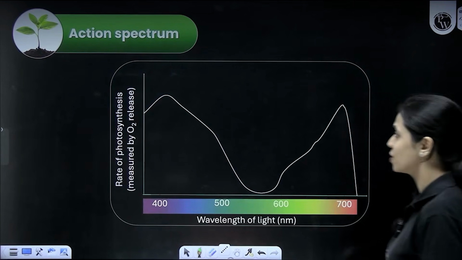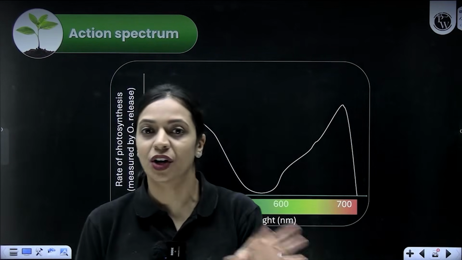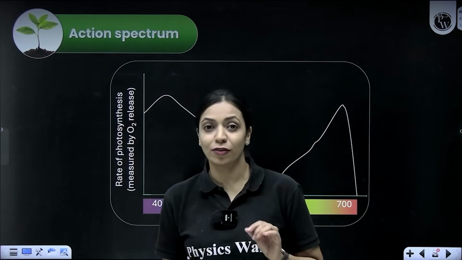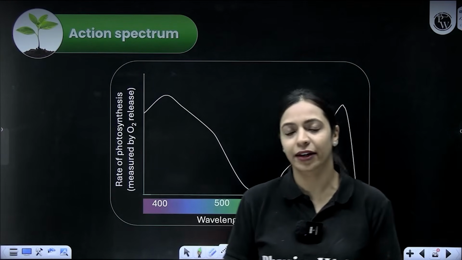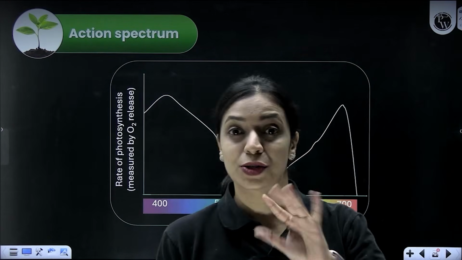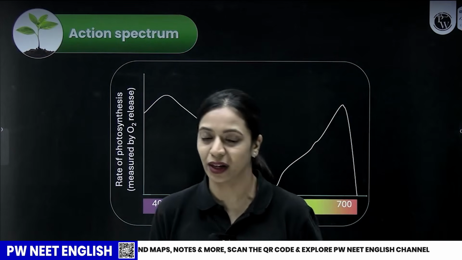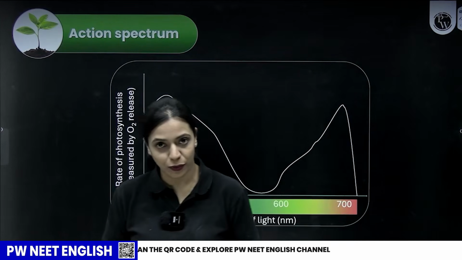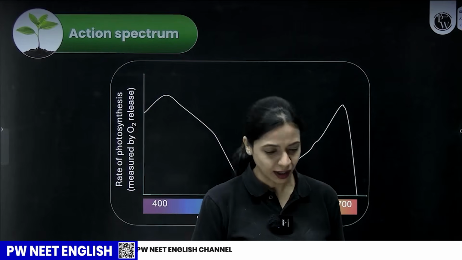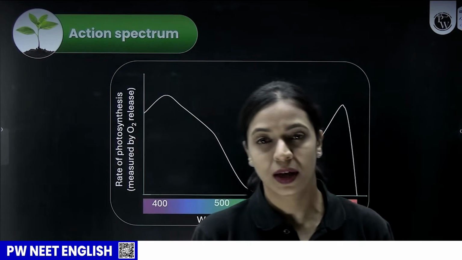So there's something else called the action spectrum. In action spectrum, you do not separate out pigments, okay? So you check for the rate of photosynthesis. How can you check the rate of photosynthesis? Based on how much product is being produced with respect to time, right? So what are the products of photosynthesis? Glucose is the primary product. As a byproduct, oxygen is also produced.